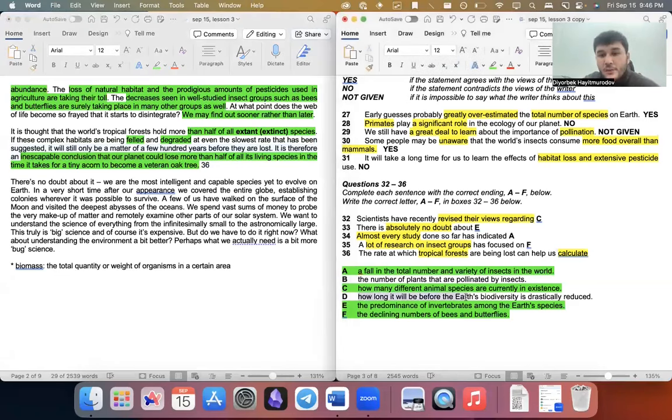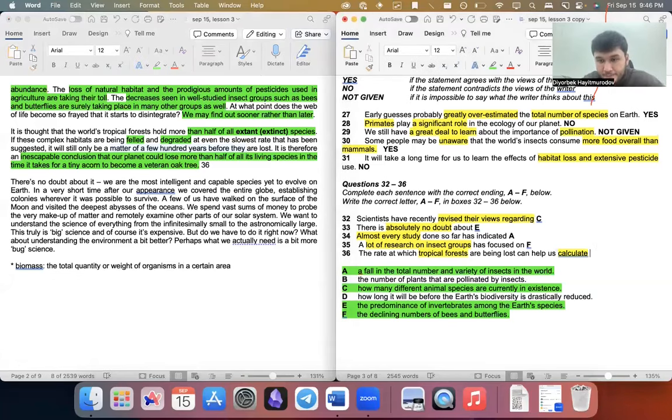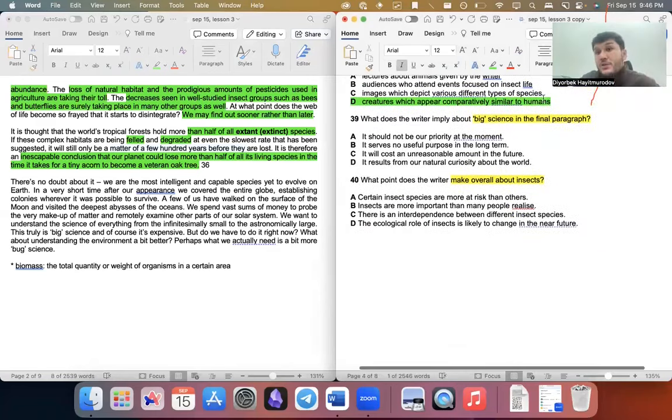So that means how long it will be before the Earth's biodiversity is drastically reduced. Here it says it will be a matter of a few hundred years. So the answer is going to be D. All right. The answer is D. I'm done with these questions. Now I can do the last two questions, guys. Finally. All right.